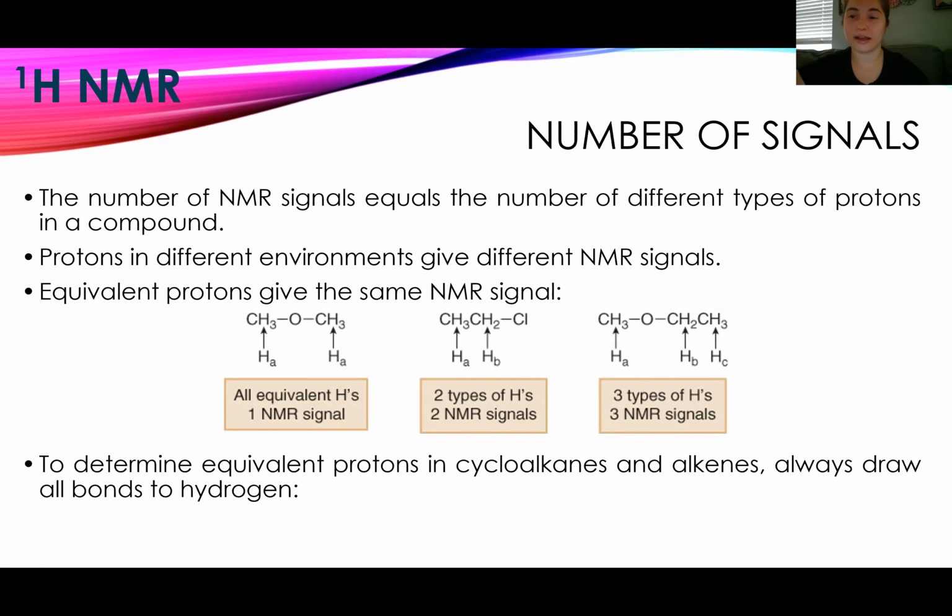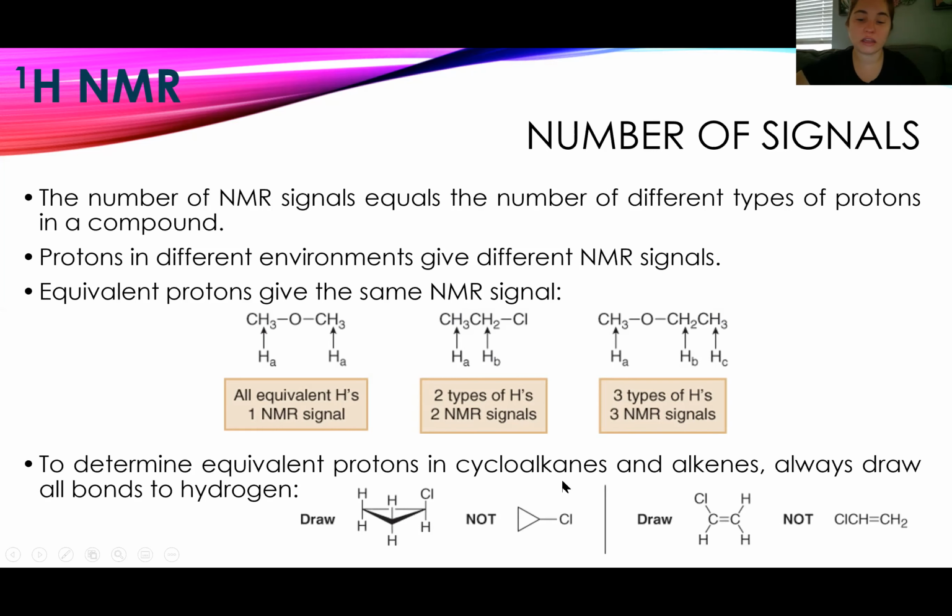Yes, we're going to look at a ton of spectra today. So to determine equivalent protons in cycloalkanes and alkenes, you always need to draw all the bonds to hydrogen. So when you're analyzing a compound like chlorocyclopropane, do not draw out the structure on the right-hand side. Instead, draw out the 3D image, because in the 3D image, you can actually see that there are a lot of different protons here.